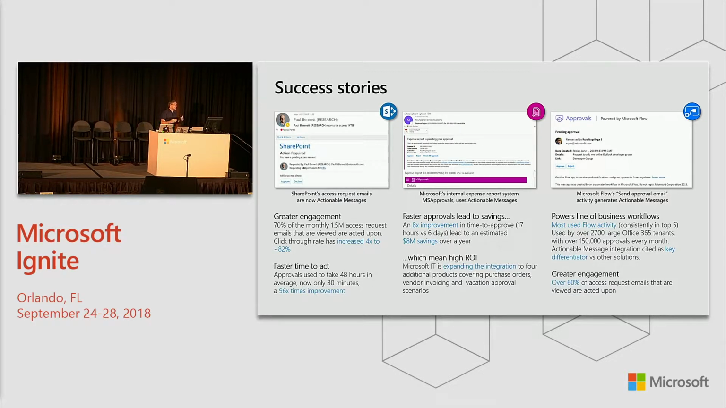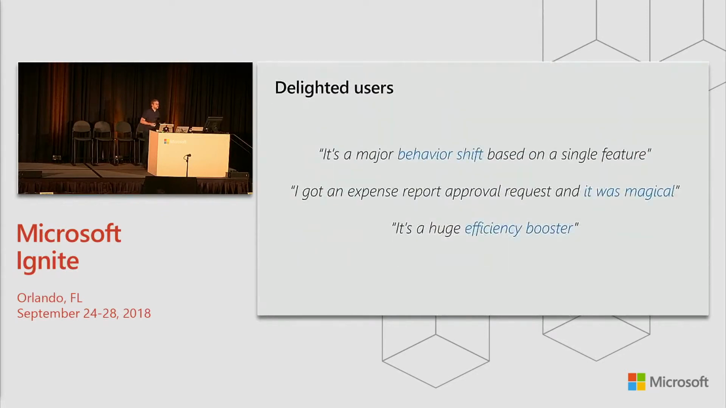And the engagement, again, is fantastic at 60%. So this is really, at Microsoft, it has made a big difference to start using actionable messages for our internal processes, and even our customers who use Flow are seeing advantages. And I want to give you a few quotes that are coming directly from important people internally, including some VPs. It's a major behavior shift based on a single feature.